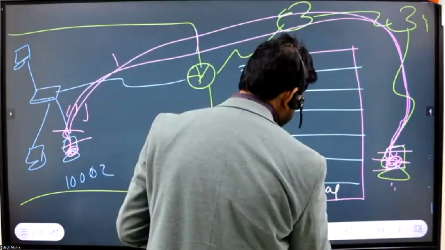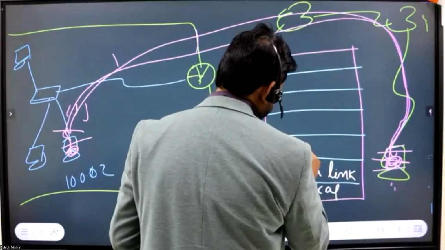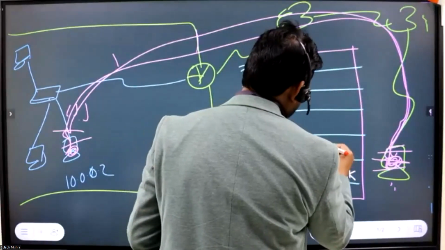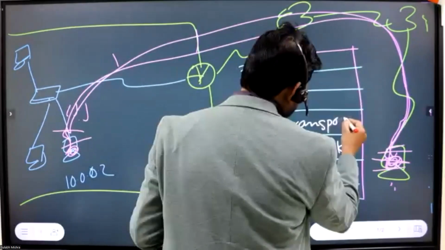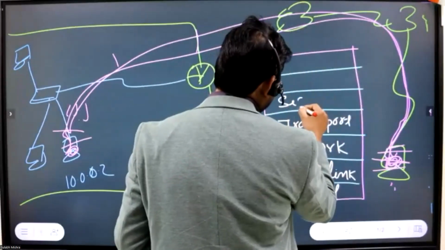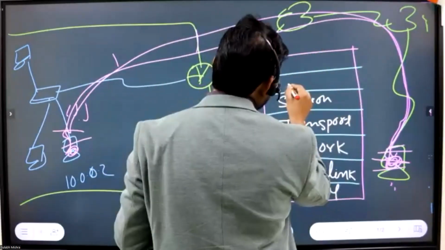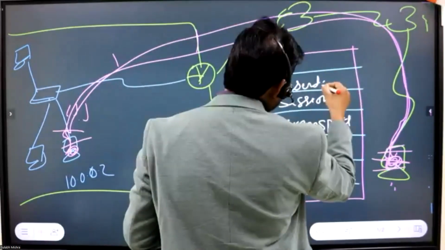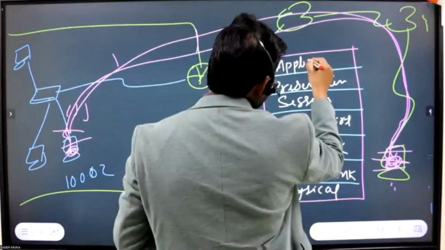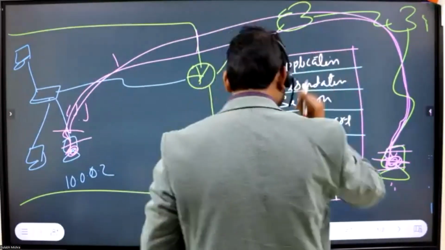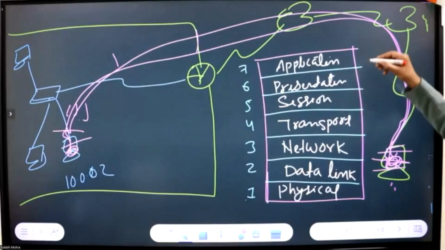And the second layer? Data link layer. Third? Network layer. Fourth? Transport layer. Then session layer. Then presentation layer. Then application layer. Right? See, you can see it here. The first layer is the physical layer. But generally communication happens like this.